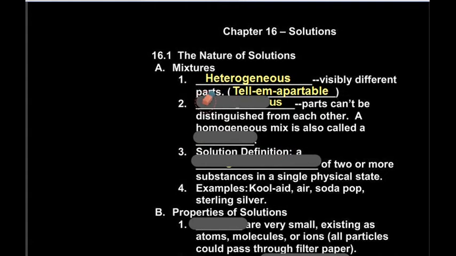Okay, then there's the other kind, which is the homogeneous. In a homogeneous solution, the parts can't be distinguished from each other. And a homogeneous mix is also called a solution. So, for example, milk is a homogeneous solution. In fact, if you have homogenized milk, what they've done is made it even more homogeneous by sticking it in a blender and mixing everything up.